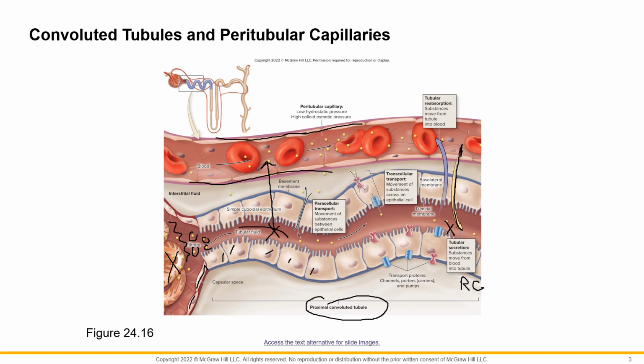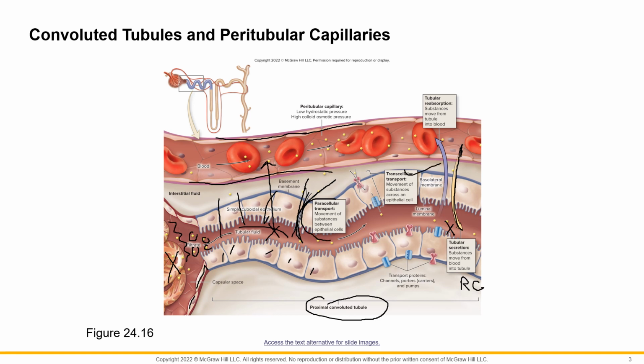So the first mode of transport is when substances are moving between epithelial cells. So if you see these cell junctions right here, they're moving in and out through the gaps between two cells here. So they're moving from these gaps between cells itself. That is paracellular transportation.